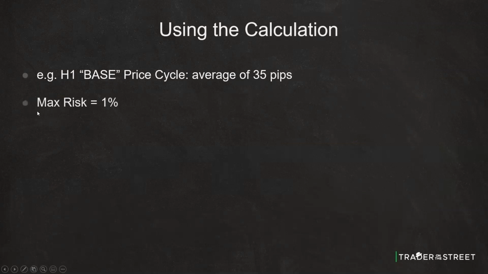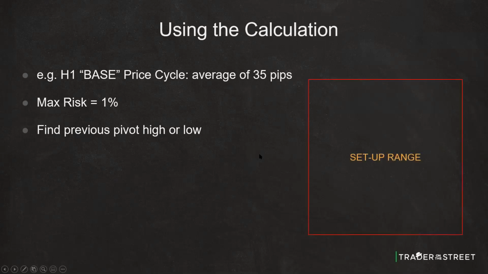Let's say that we use a max risk of 1% on our trade. We're going to look for the previous pivot, high or low, and use that base cycle average as a setup range. Now, technically, you could risk 2%. General rule of thumb for me, I'm risking 1% per price cycle.